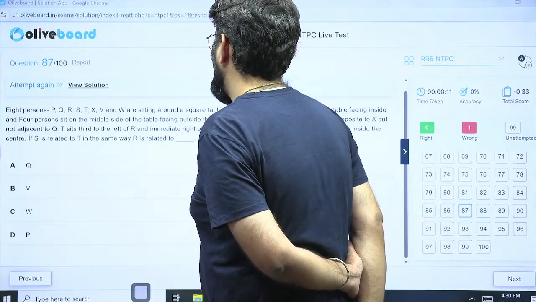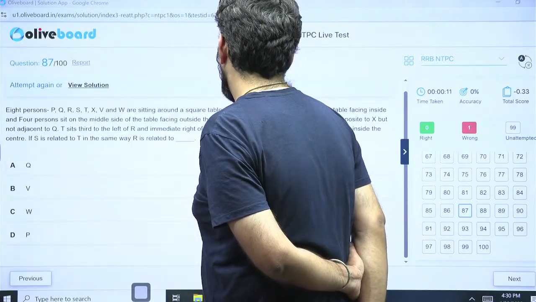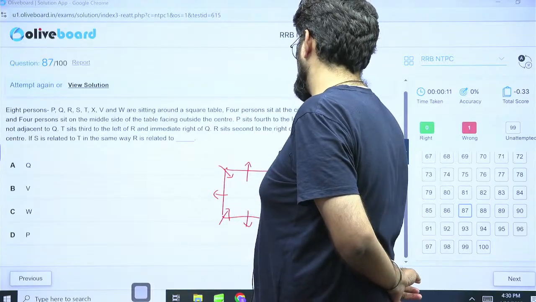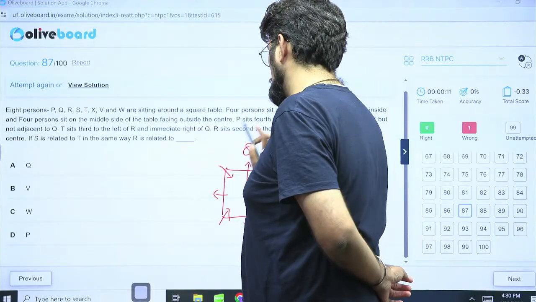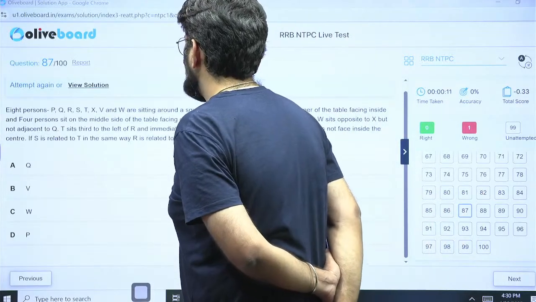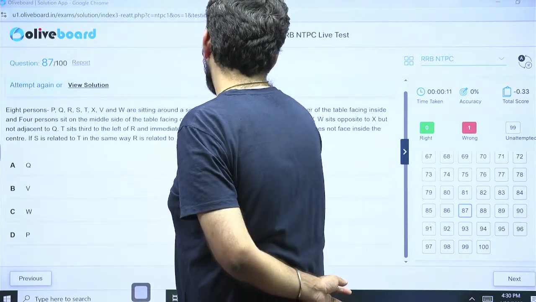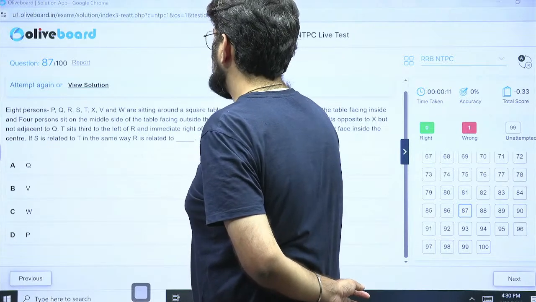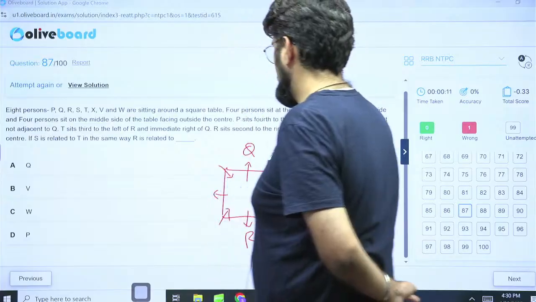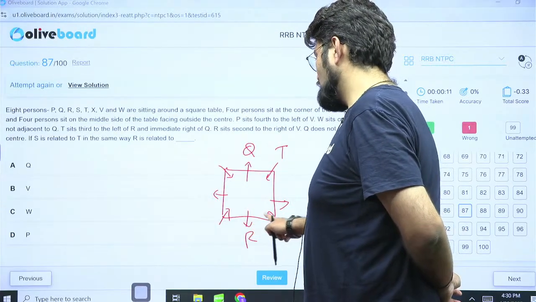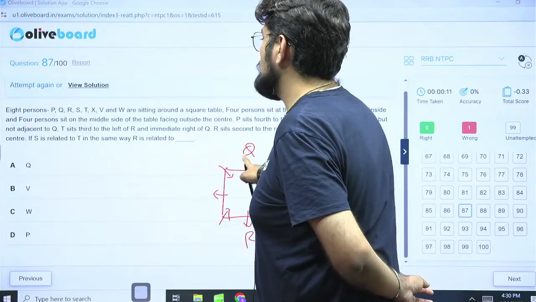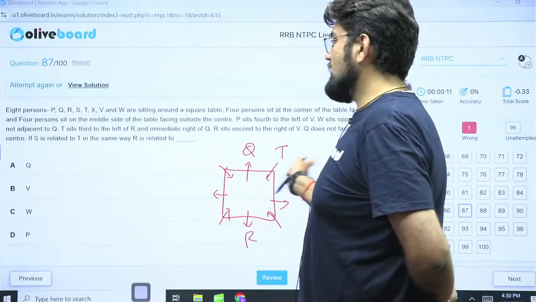Now, if Q does not face the inside of the center, that means Q is sitting on the sides. So let us start with Q only here. Now go one step forward. T sits third to the left of R and immediate right of Q. Immediate right of Q, T is sitting and T is third to the left of R. So 1, 2, 3, R will be here. And that is true also because R is on the outside, 1, 2, 3 to the left, it will be there. And towards immediate right of Q, T is sitting. So we are starting from the end now.